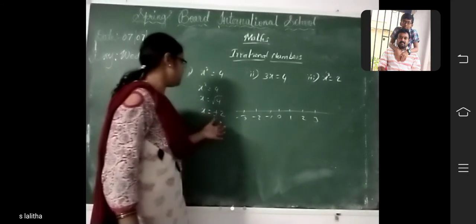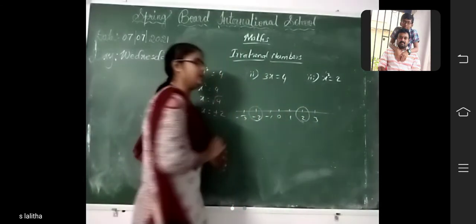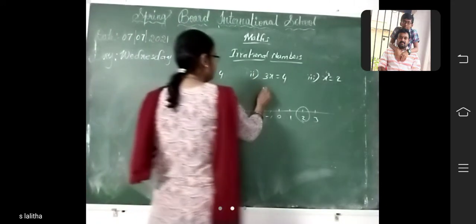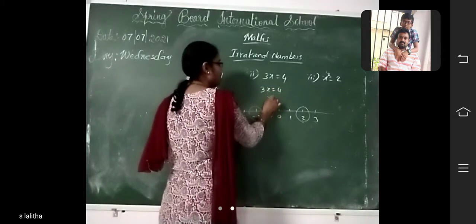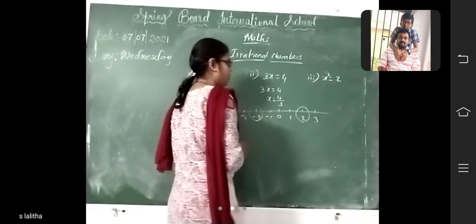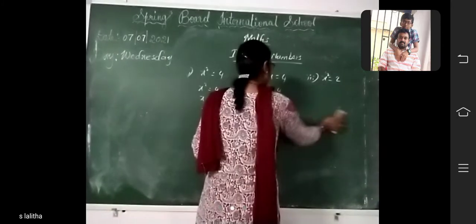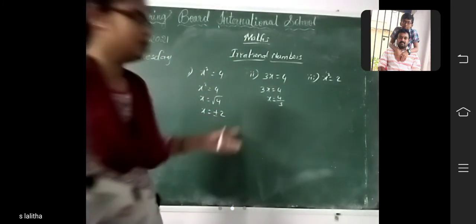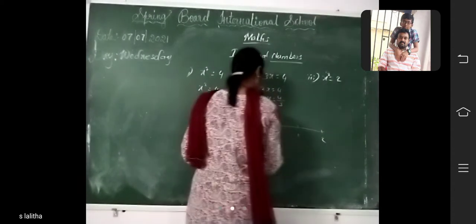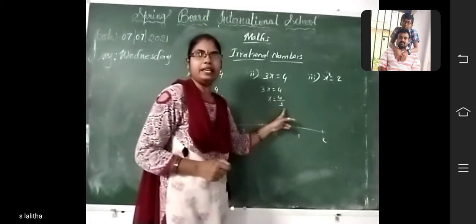Okay, can we represent plus or minus 2? Yes, plus 2 here and minus 2 we can represent on the number line. Like that, the second one. What is the second one here? 3x equal to 4. So x equal to, here 3 is there. If you transpose it to the right hand side, what will it become? Divide 4 by 3. Can we represent it on the number line? Yes, we can represent it. It is in the rational form, p by q form. So how can you represent it? 4 by 3. The denominator is 3.